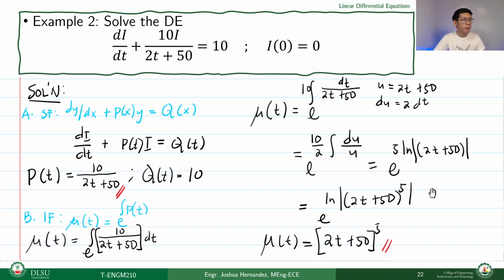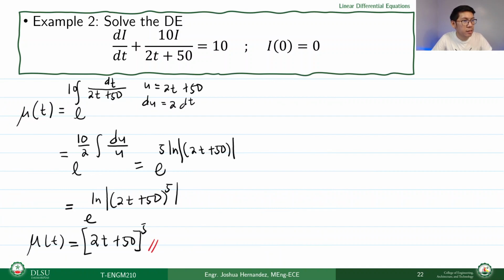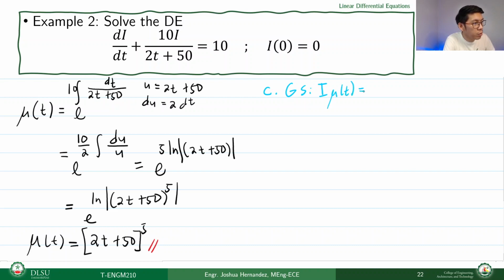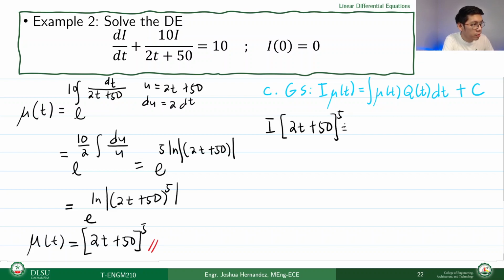Okay. We move forward to our final stage, and that is in getting the general solution, which has the form of, in this case, we're using the variable I and t. So, we have I, and then mu of t equals the integral of mu of t, q of t, dt, and then plus, of course, c. Okay. So, we have I. Our mu of t is 2t plus 50 raised to 5 equals the integral of the same, which is 2t plus 50, again raised to 5, multiplied by q of t, which is 10, plus c.